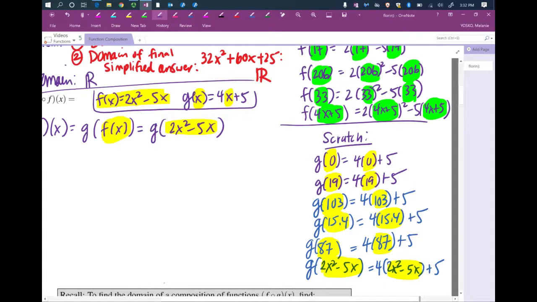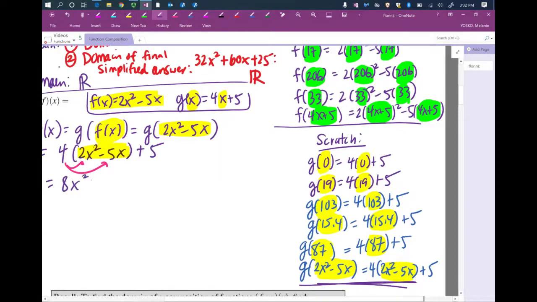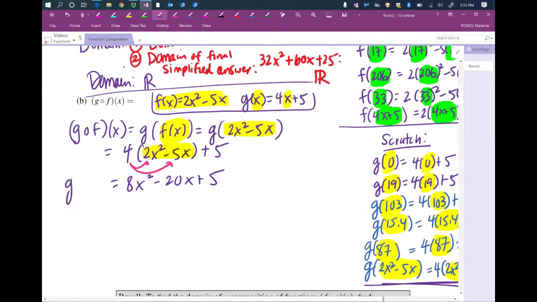So g of 2x squared minus 5x is this. So that is 4 times 2x squared minus 5x plus 5. Let's look at it carefully. So I've replaced x with 2x squared minus 5x. So I replace this x right here with 2x squared minus 5x. 4 times x plus 5. 4 times the new x plus 5. And then we clean it up, right? We distribute. So this is 8x squared minus 20x plus 5. And that is g composed with f of x.